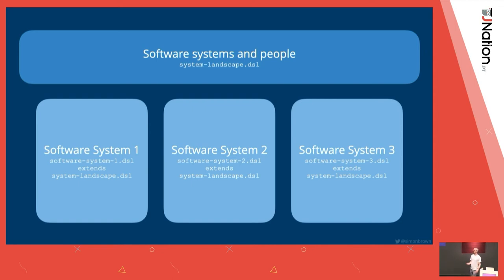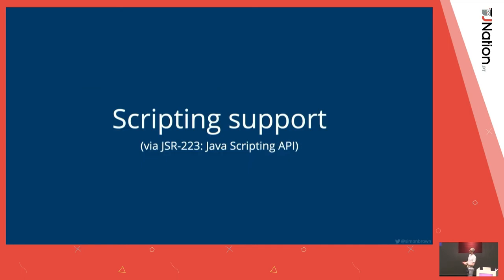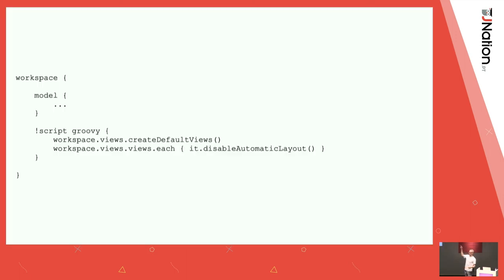Earlier this year, or maybe end of last year, I added support for JSR223, the JavaScripting API. So what you can do now is take your DSL file and stick in a Groovy or a Kotlin or a JRuby or a JavaScript Rhino script if you're using a VM that supports it still. You can embed a little script in there. And you're like, why? Because the DSL does lots of things for you, but there may be some features of the underlying Structurizr for Java library that you can't quite get to. So you can open up a little script, and you can just do something like create me all the default views, but turn off automatic layout. You can have scripts inline. You can have scripts in external files.